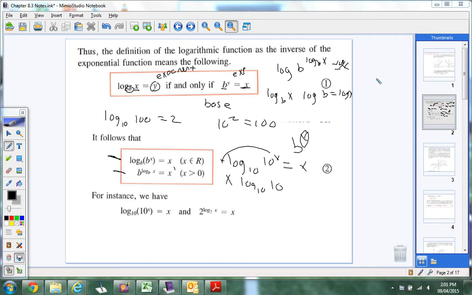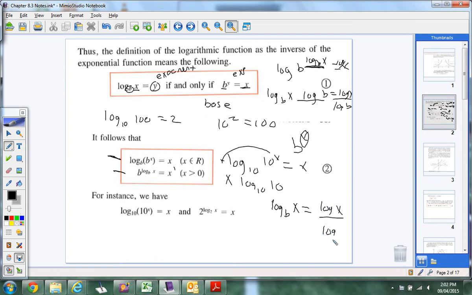So what you're going to do on this, just to prove this, you would log both sides. That's what I did right here. I logged both sides to bring this down, and divide this off. So you'd have log base b of x equals log x over log b, which are equivalent. You'll see that on slide 11 for change of base. That's how you change the base.